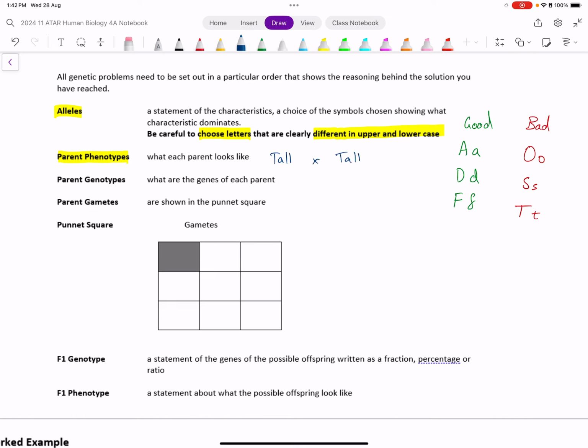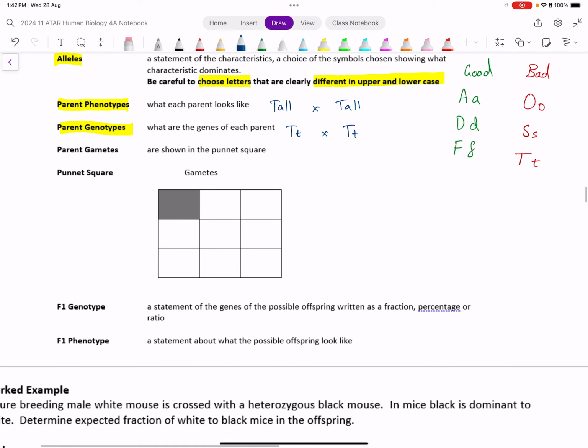So in our last instance, it would have been something like tall and tall. We then have a look at the parent genotypes, our next step, and our parent genotypes in this instance were heterozygotes, both of them. We then simply copy these into our Punnett square, as we have done a few times now, and then after that we complete our Punnett square. We fill that in with all of our information.